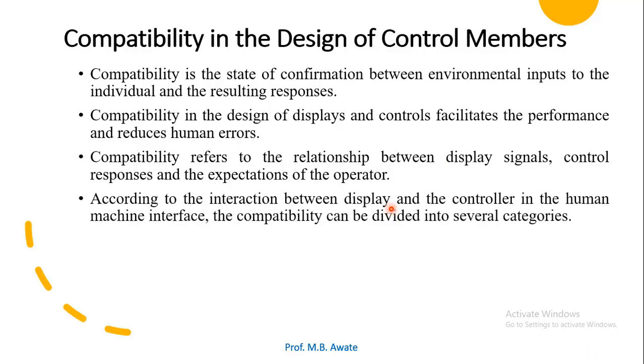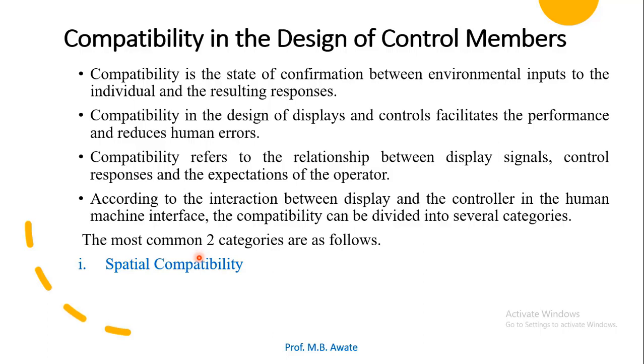So according to the interaction between display and controller in the human machine interface, the compatibility can be divided into several categories, right? So it is the interaction between what? Display and the controller in the human machine interface. The compatibility can be divided into several categories, but the most common two categories are as follows. First one is called spatial compatibility and the second is movement compatibility.